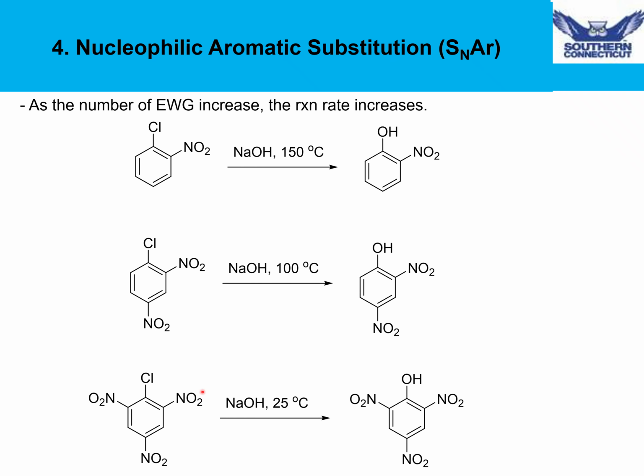Note that adding electron withdrawing groups at the meta position does help the reaction in terms of speeding it up, but it doesn't have as much of an effect as it would if we place them ortho or para to the leaving group.